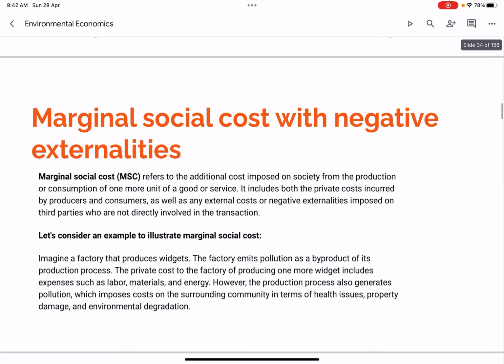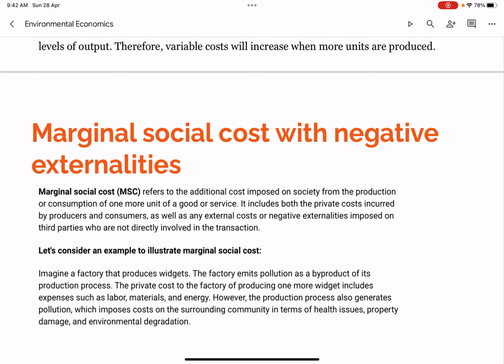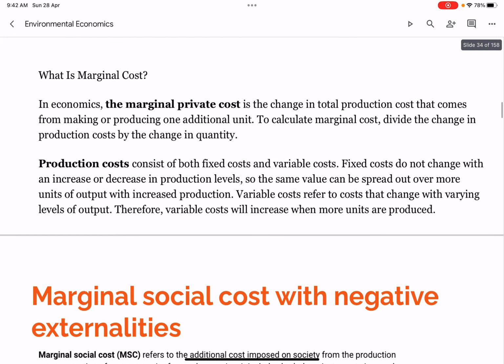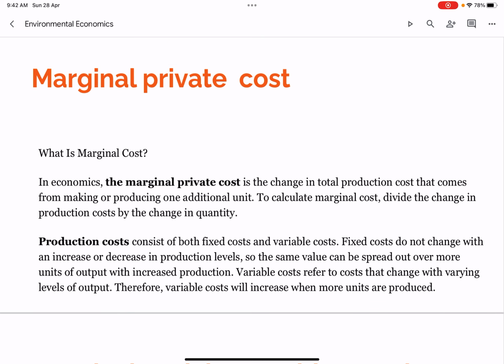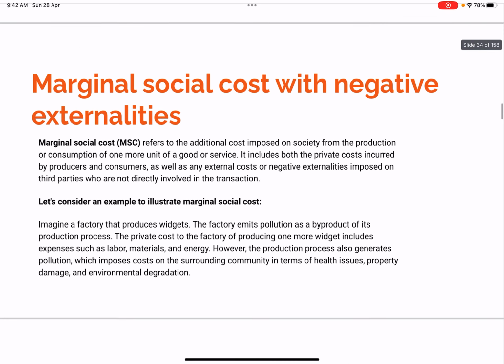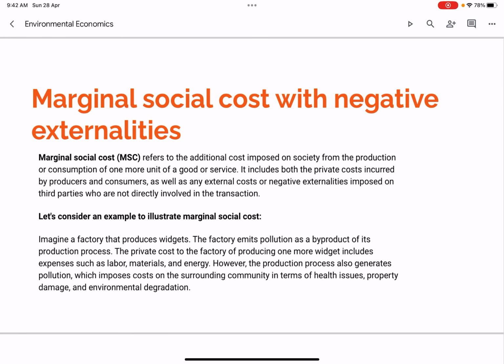However, when you talk about marginal social cost, private cost is understood to be the cost borne by the producer, taking into account his fixed cost and the variable cost. Now, when you talk about the social cost, we said that it is the additional cost imposed on the society from the production or even from the consumption of one good. So how do you differentiate between a social cost and a marginal social cost? When we use the term marginal social cost, we refer to the additional cost imposed on the society from the production of one more unit.